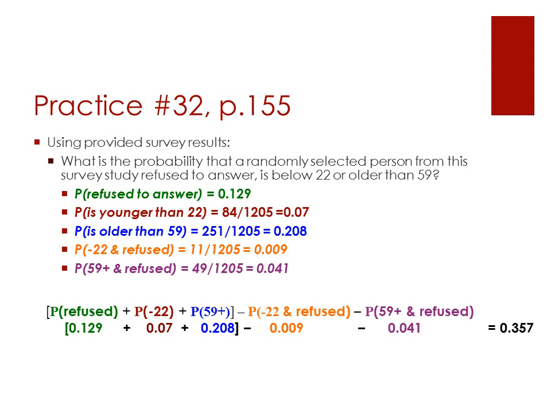All right, so you should have added together your P refused, which is 0.129, plus your P younger than 22, which is 0.07, plus your P older than 59, which is 0.208. Once you've added those together, you should then subtract out the probability of being younger than 22 and refusing, and the probability of being older than 59 and refusing. This should give you your final answer of 0.357, again applying our 3 decimal point rounding rule.